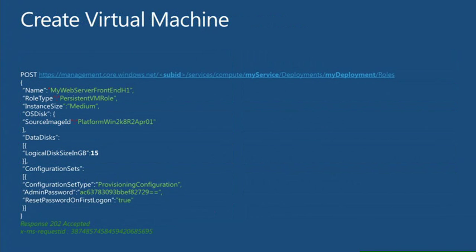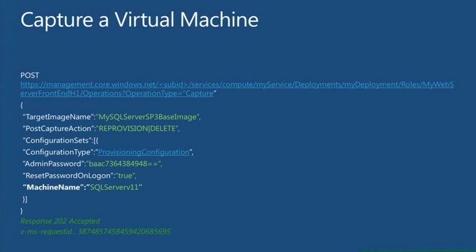Just a couple of samples. How do I do an HTTP post to create a new VM? All the provisioning parameters are sent over REST here. Very straightforward. Similarly, as you notice here, once the machine is captured, the target image name is the friendly name that you give after you do customization of a SQL image.